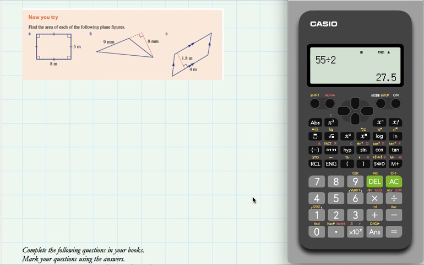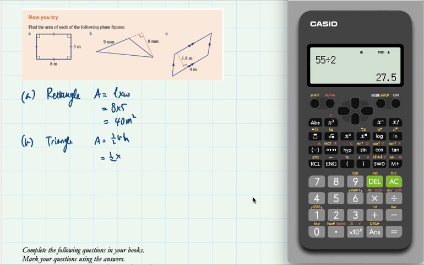So first one for A, we know it's a rectangle. And we know that the area is length times width, which is 8 times 5, which is 40 meters squared. The next one, B, is a triangle. The area is half times base times height. And we know that the base is 9 and the height is 8, which makes 36, and then add the units in, millimeters squared.